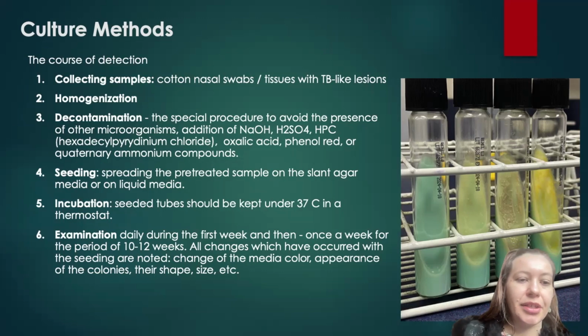The next stage is incubation. Seeded tubes should be kept under 37 degrees Celsius in a thermostat. They should be examined daily during the first week and then once a week for the period of 10 to 12 weeks. During these examinations, all changes which have occurred with the seeding are noted, whether the media changed its color or if the colonies have appeared.